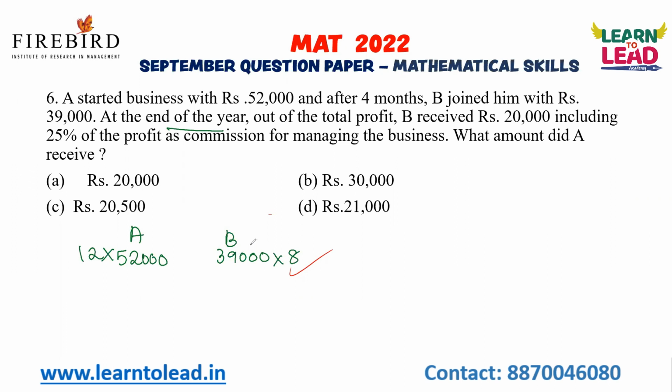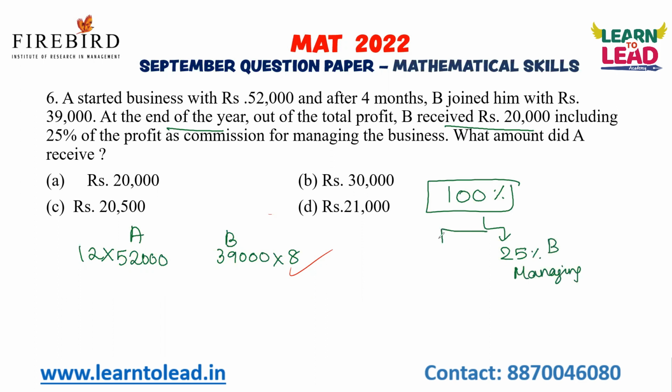Now, B received 20,000 including 25% of the profit as commission for managing the business. See, B has received profit for his investment as well as for managing the business. For managing the business, he receives 25% of the profit. If the profit percentage is 100%, 25% is going to be for managing the business, and the remaining 75% goes to A and B for their investment. So this 75% only they will share.